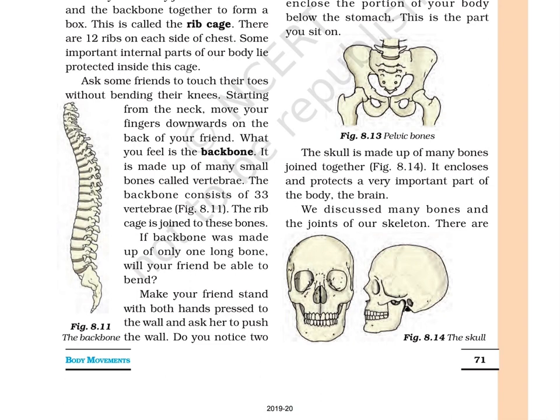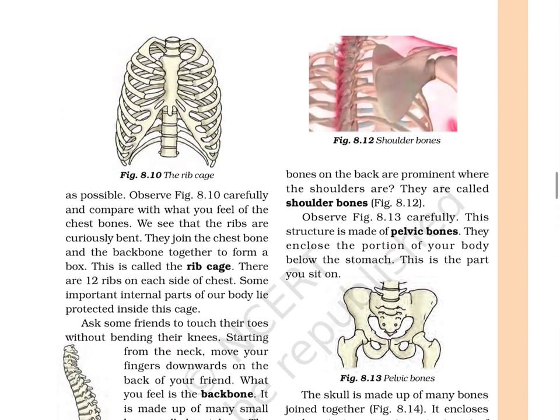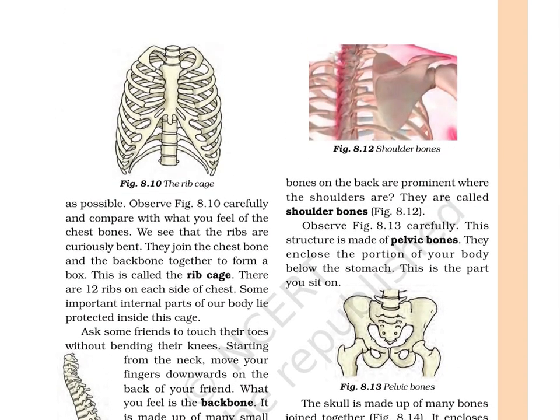Make your friend stand with both hands pressed to the wall and ask her to push the wall. Do you notice two bones on the back are prominent where the shoulders are? They are called shoulder bones. Figure 8.12. Observe Figure 8.13 carefully.